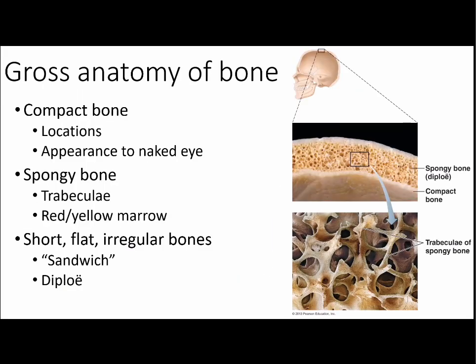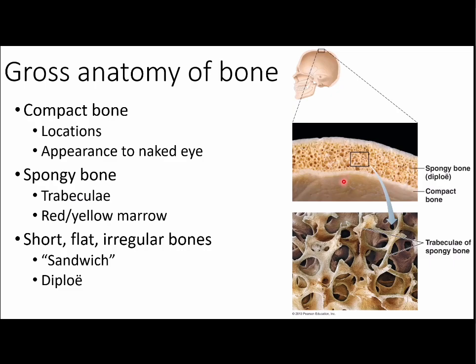So let's move on to the gross anatomy of bone. So what you can actually see when you're looking at bone structure. Starting off with our compact bone, your compact bone is going to be this external layer that we see right here. So we're kind of discussing flat bones right here. So we have the skull, and we're zooming in on this little portion right here, and this is what we're looking at. So your compact bone is this external layer of bone that looks fairly solid to the naked eye.